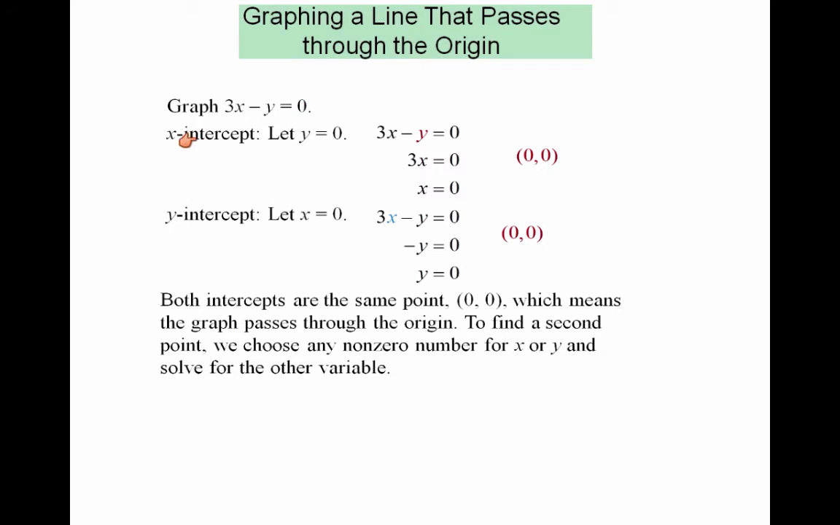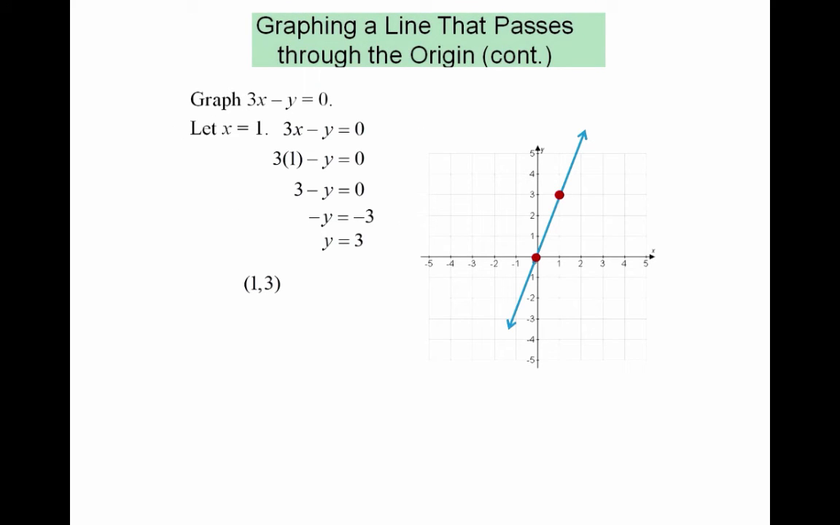Let's graph 3x minus y is equal to 0. Let's find the x-intercept. I'm going to let y be equal to 0 and solve for x. If y is equal to 0, then 3x equal to 0, so x equal to 0. You notice that in this case, your x-intercept passes through the origin. If I let x equal 0 and solve for y, you see my graph passes through the origin. So sometimes it happens. Your line passes through the origin, and your x and y-intercepts are both 0, 0.